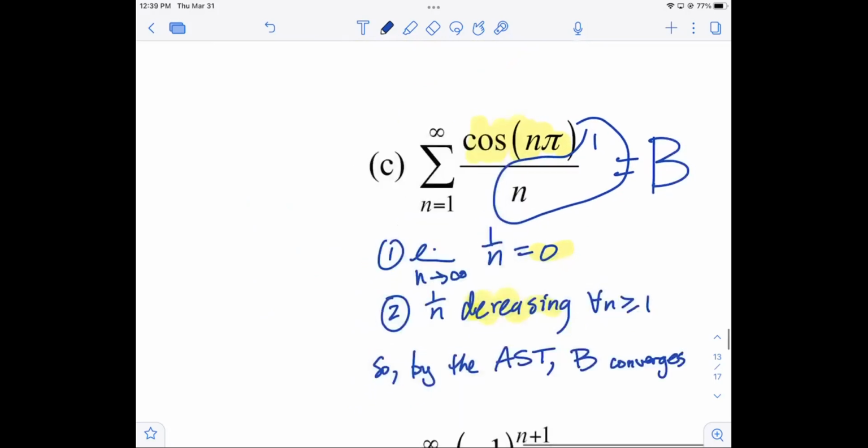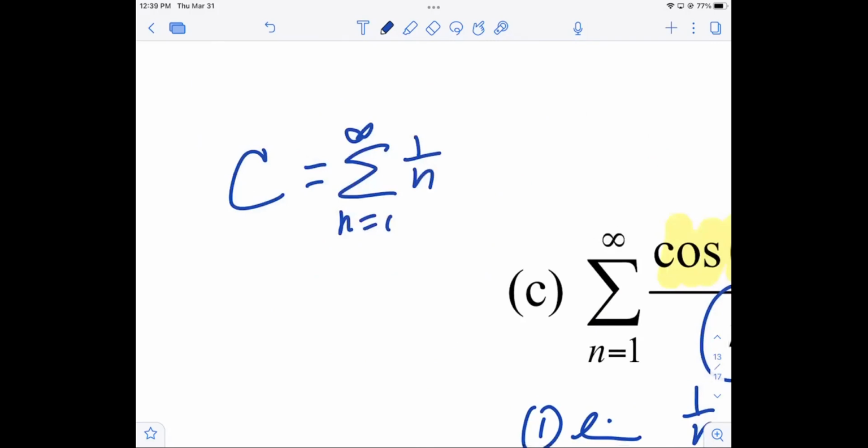Now, let me talk about this idea. If I just look at this series from n equals 1 to infinity of 1 over n, let's call this guy C. What do we know about this series by itself? It diverges, right? This is your harmonic series, your divergent harmonic series. The terms do decrease to 0, but they don't go to 0 fast enough. The p-value is 1. Anything that's 1 or smaller doesn't go to the x-axis fast enough to converge.